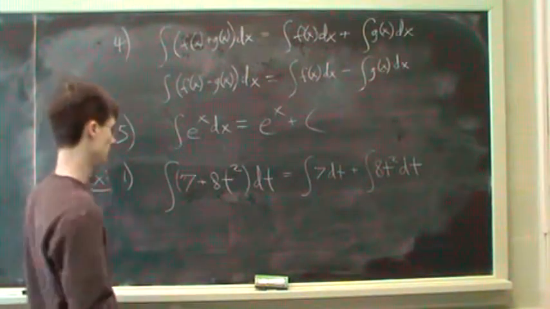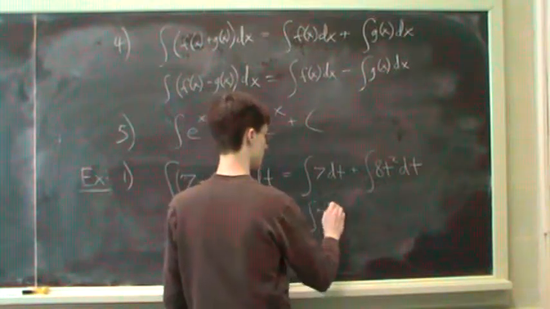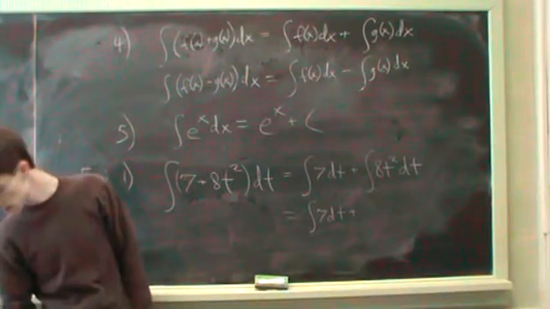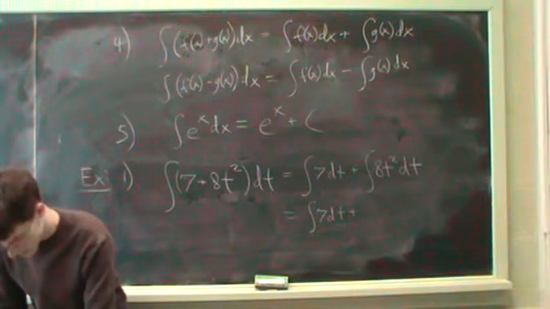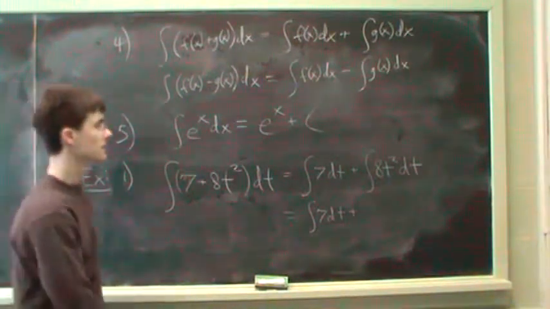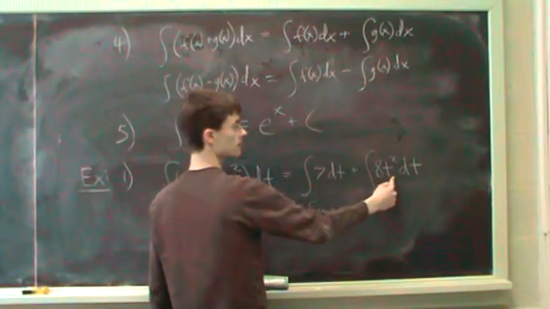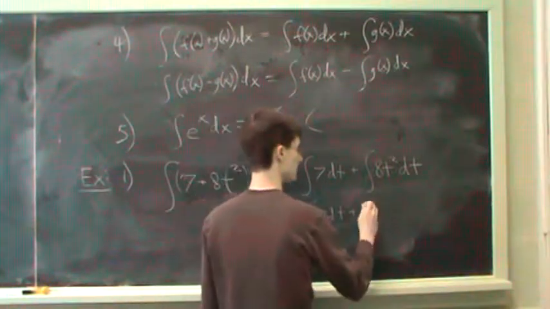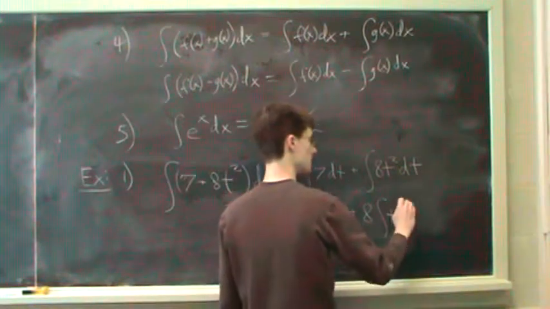Well, let's see. We keep the first one the same, and now the constant multiple rule, rule 3, that's what I called it, tells us that if we have the integral of 8 times something, we can pull the 8 outside and just have this be plus 8 times the integral of t squared dt.